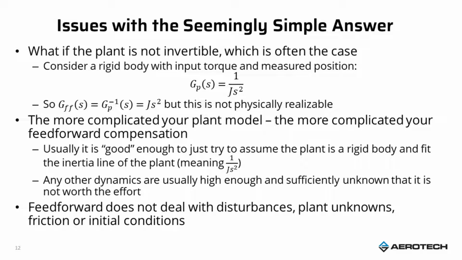However, it's usually good enough to try to fit what's called the inertia line of the plant, the 1 over JS squared. If you do that and ignore the resonance structures that might be in the system, or the frictional component of the system that's going to affect the low frequency, what you find is this is, for the ease of implementation, the best bang for your dollar.